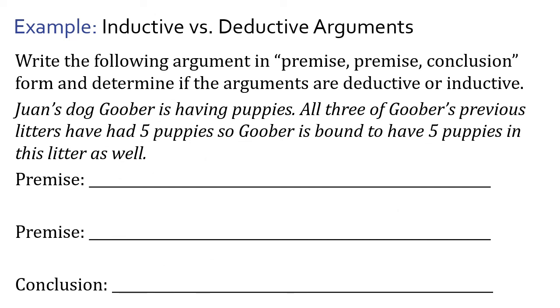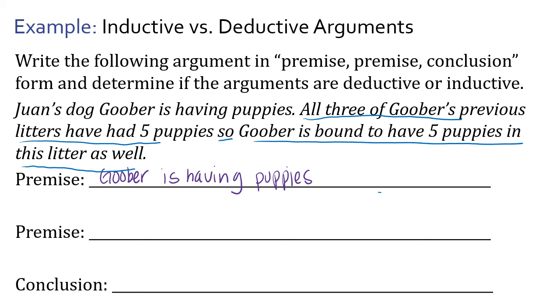Okay, last example on this. Juan's dog Goober is having puppies. All 3 of Goober's previous litters have had 5 puppies, so Goober is bound to have 5 puppies in this litter as well. So we can see right off the bat, this is what they're concluding. So Goober is going to have most likely 5 puppies in their litter. And what they're using as a premise is all 3 of Goober's previous litters have had 5 puppies. Also, Goober is having puppies is a premise.